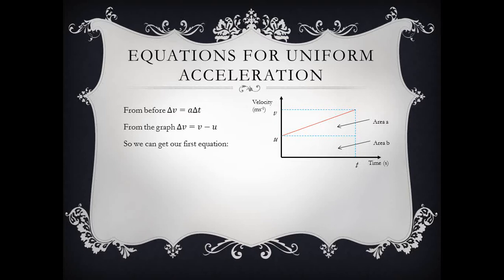Using a rearrangement of acceleration equals the change in velocity over the change in time, we can find the change in velocity, which we know from the graph is v minus u. A rearrangement gives our first equation. Our final velocity is equal to our initial velocity plus the acceleration times the time.